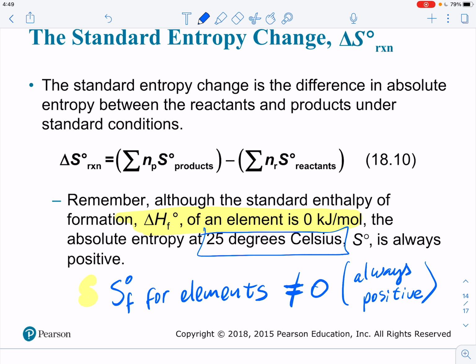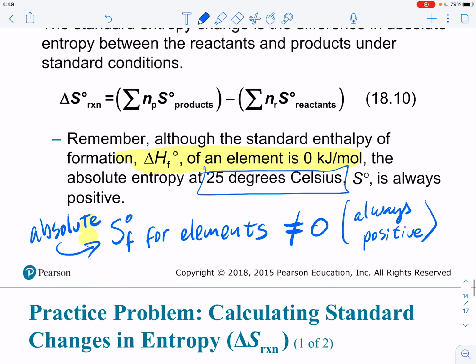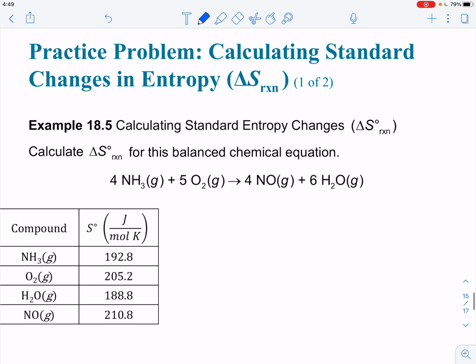Okay, so keep in mind that that's for the absolute entropy, and let's add that here. Absolute entropy. The change in entropy is a different story. And this is what we are going to calculate here.